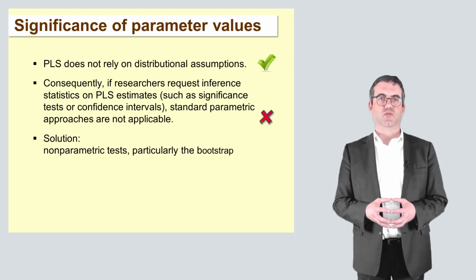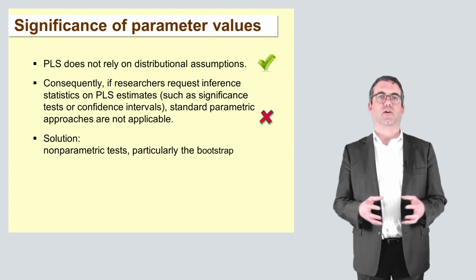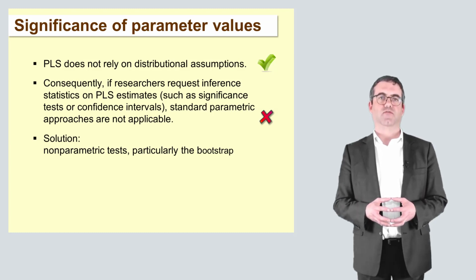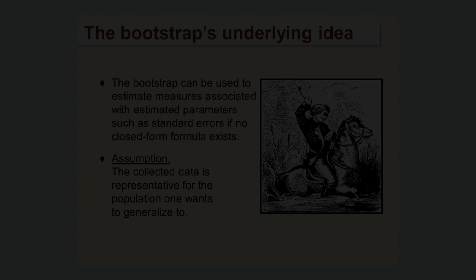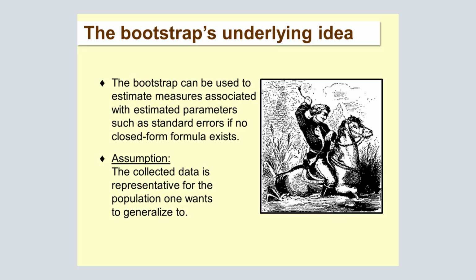Fortunately, there's a solution to this problem. We can rely on non-parametric inferential statistics, and in particular, the Bootstrap. The Bootstrap can be used to estimate measures associated with estimated parameters, such as standard errors, if no closed form formula exists. The Bootstrap assumes that the collected data is representative for the population one wants to generalize to.